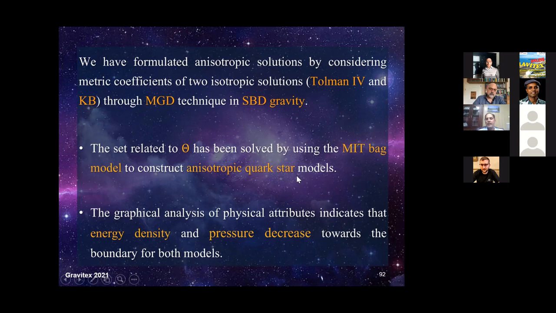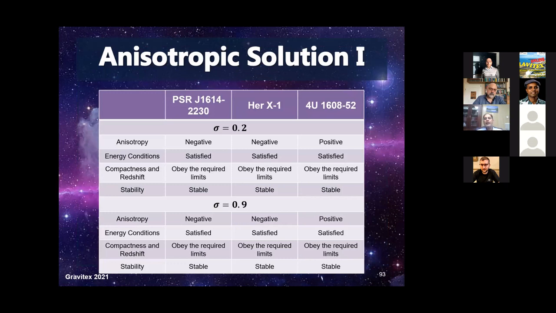The graphical analysis of physical attributes indicates that energy density and pressure decrease towards the boundary for both models. This is the graphical comparison by table for solution 1. We see that for 3 different stars, when we take the coupling parameter sigma equal to 0.2, anisotropy is negative in the first 2 cases, but in the last case, it is positive. Energy conditions are satisfied. Compactness and redshift parameters lie in the required limits, and they are stable in all the 3 cases.